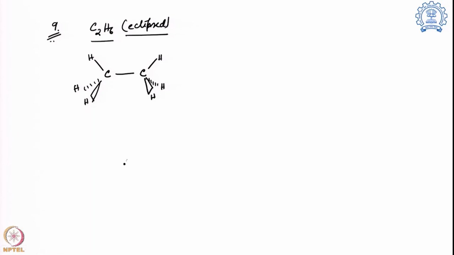So, the front carbon: hydrogen on the top, hydrogen on the left, hydrogen on the right; the back carbon as a circle, and the hydrogens over there almost on top of each other. We are drawing them a little bit moved over so that we can see it properly. So, that is how it is happening, almost on top of each other. What is the symmetry point group of this molecule?